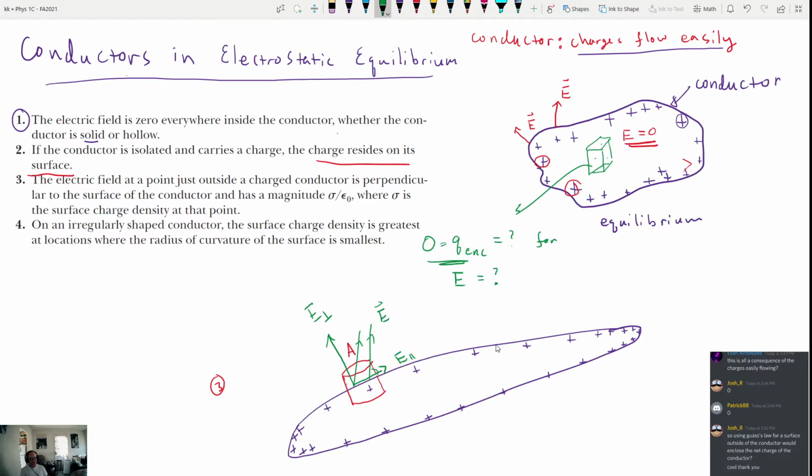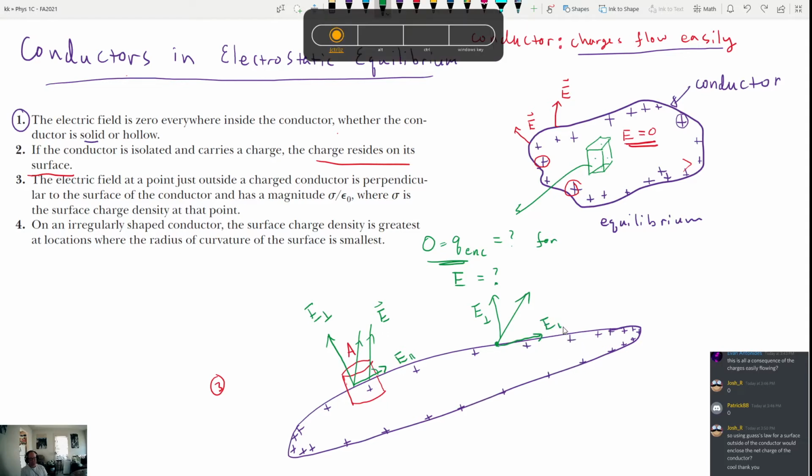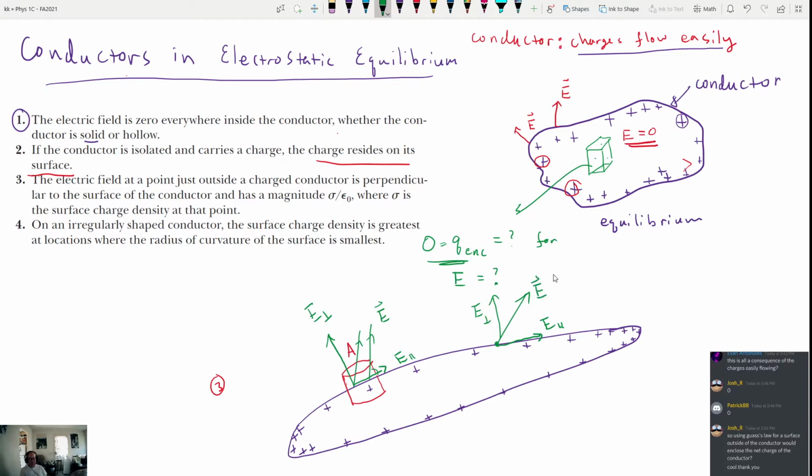Would you all agree? If I just take some random point on here and say the electric field goes this way, well, that could be broken up into E perpendicular that goes this way and E parallel that goes this way. Do you all agree that we can do that? There's going to be some component perpendicular to the surface and some component that's parallel to the surface, if I just pick that the electric field here goes this way.